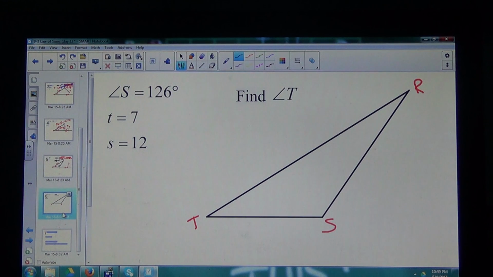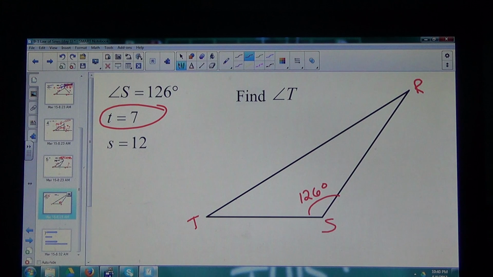All right, so here I am. First step on every problem is you need to draw the triangle out. Okay, so I drew it out. Then next I need to label. Okay, so angle S, find it, 126, label it. So I go down here and I have 126 degrees.